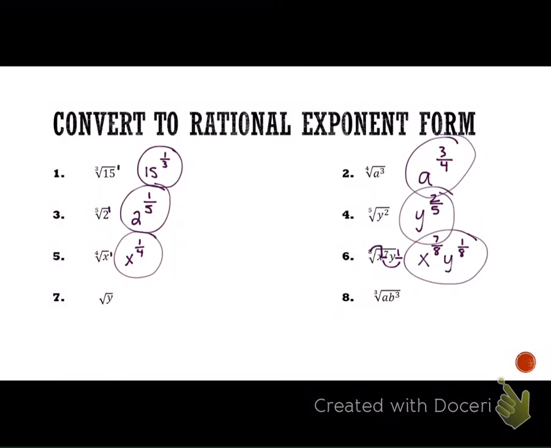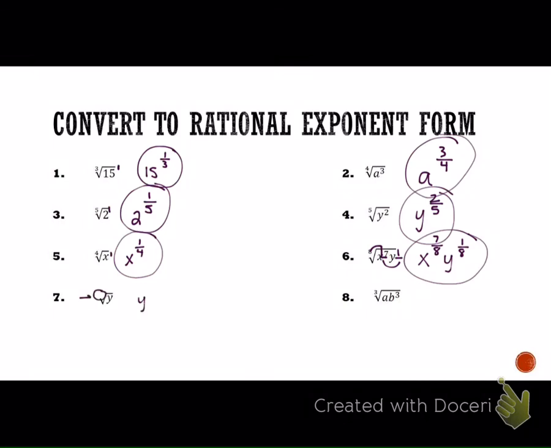Okay, Blaine, how do I do number 7? What's the exponent here if there's no exponent? Okay, so it's y to the 1 over 2 because our exponent is 1.